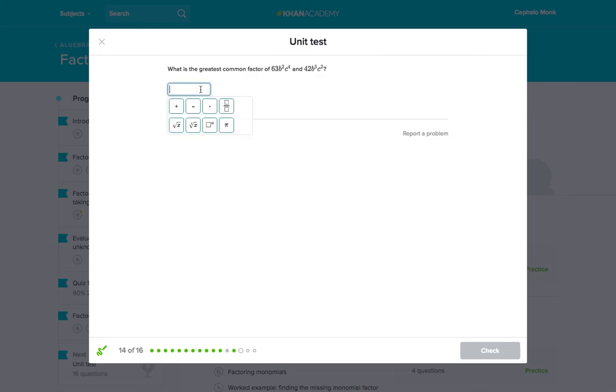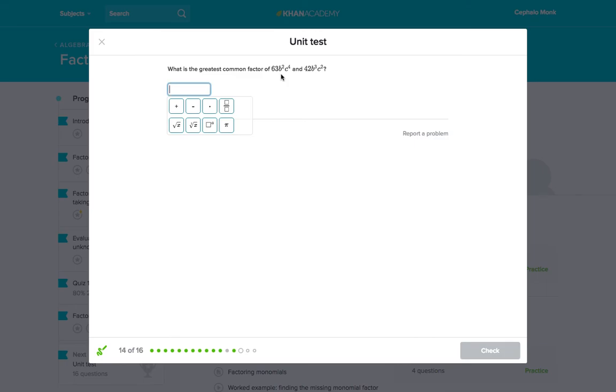What is the greatest common factor? I don't know, let's write it out. So we got 63 b squared c to the fourth, and we have 42 b cubed c squared. So they both have in common a b squared. They both have in common a c squared. Now, what's the biggest factor to pull out of 63 and 42?